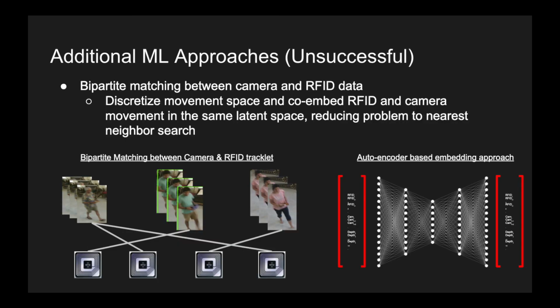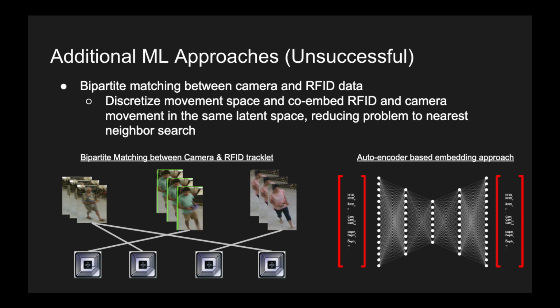We originally considered another ML approach, but network training yielded unfavorable results. The approach involved recognizing that the matching was a bipartite matching between RFID and camera tracklets. We attempted to discretize the movement space from RFID and camera outputs, co-embed the RFID and camera movement vectors into the same latent space, and perform a nearest neighbor search on the embeddings.